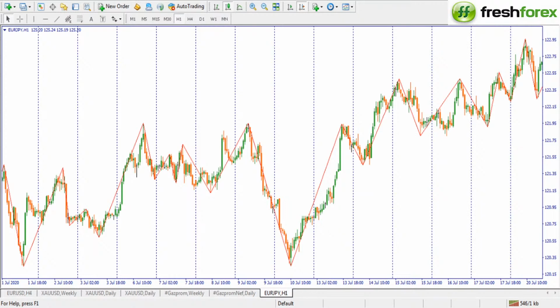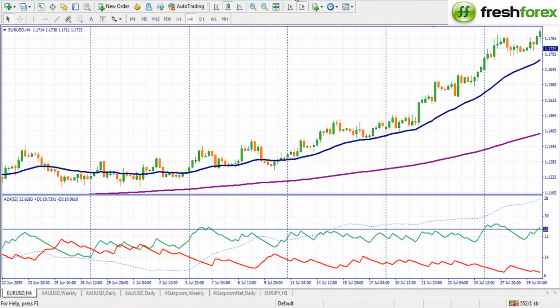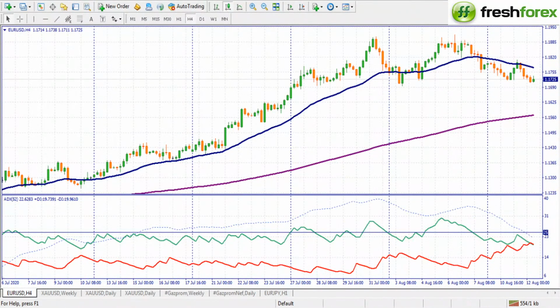Today is 12th of August. So we'll start off immediately with the Euro USD. As you can see, today we started a bit earlier. Sorry for this, but it's okay. We are in an active uptrend.